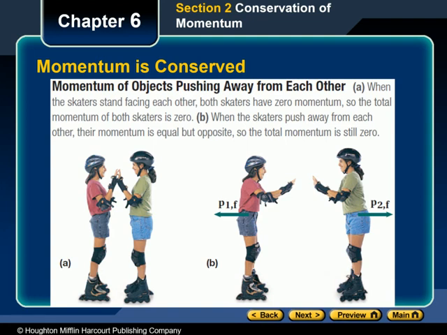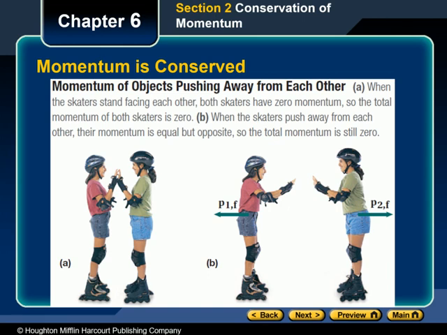Momentum is conserved for objects pushing away from each other. Another example of conservation of momentum occurs when two or more interacting objects that initially have no momentum begin moving away from each other. Imagine that you initially stand at rest and then jump up, leaving the ground with a velocity v. Obviously, your momentum is not conserved. Before the jump, it was 0 and became m times v as you began to rise.